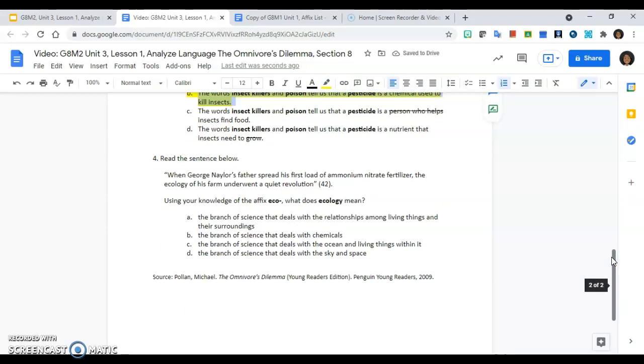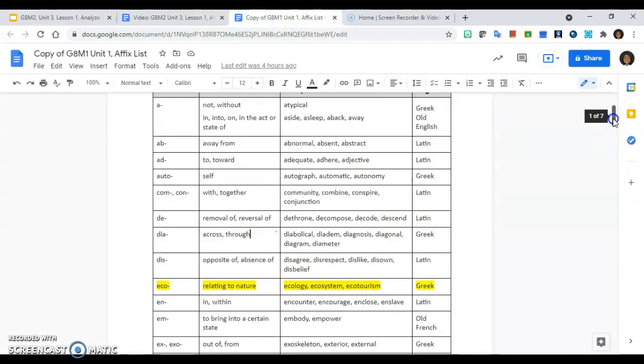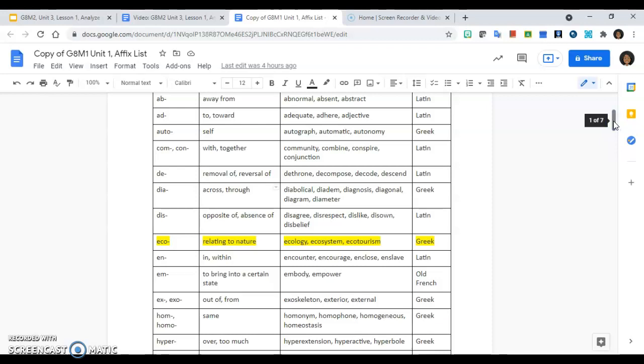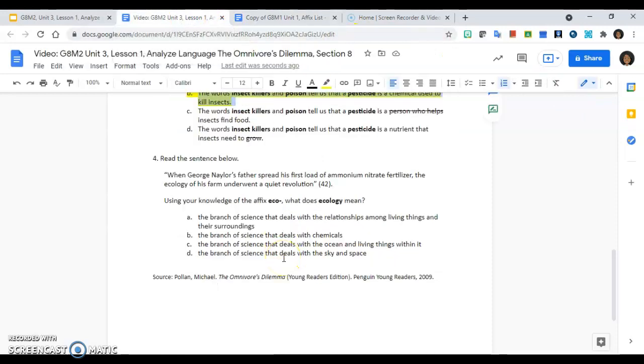And then finally, it says when George Naylor's father spread his first load of ammonium nitrate fertilizer, the ecology of his farm underwent a quiet revolution. So when we talk about the word eco, how can we use that to help us find the meaning of ecology? So if you look at your affix list, it says relating to nature, like an ecosystem, ecotourism, or ecology, right? So relating to nature. So which one of these deals with not only nature, but something that is in this sentence.